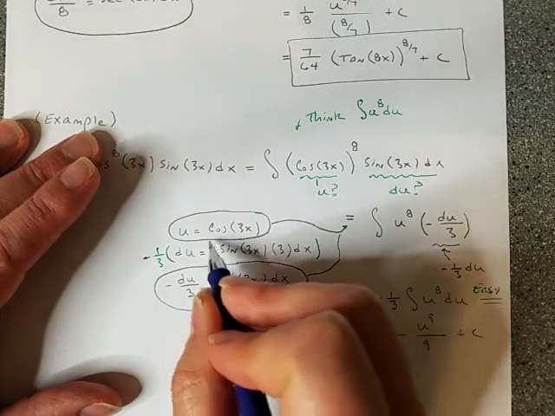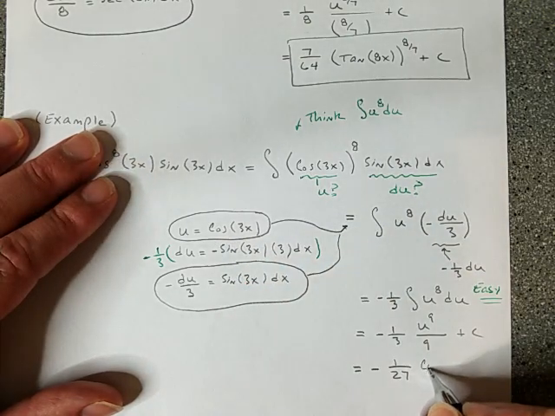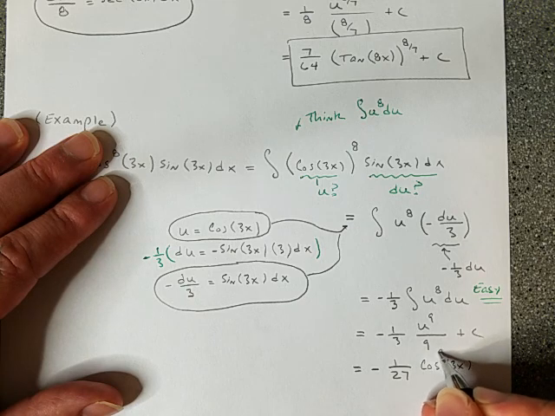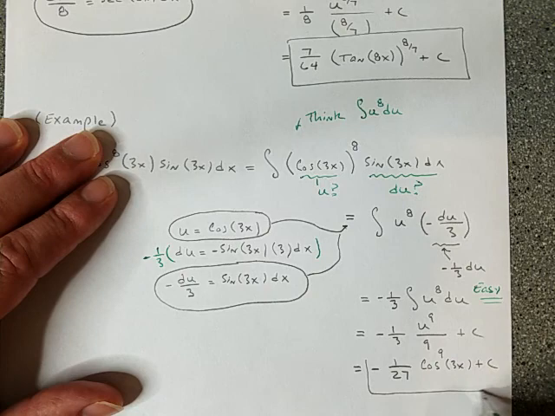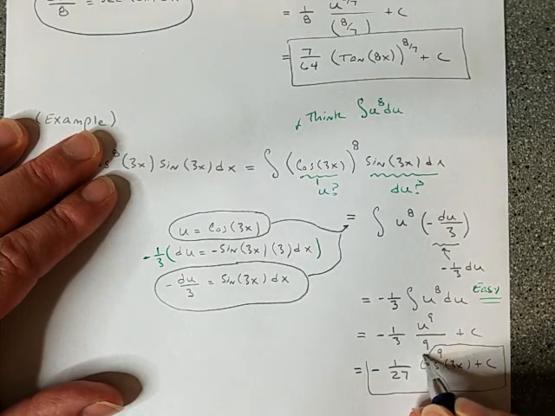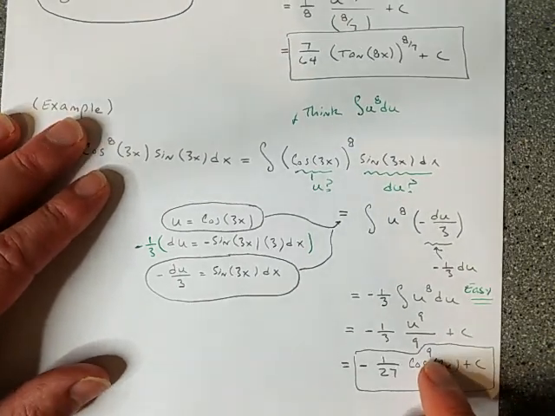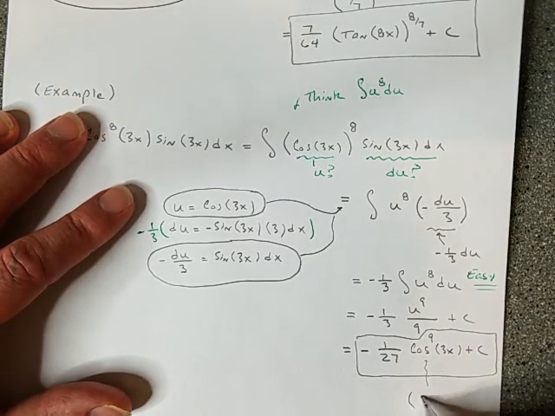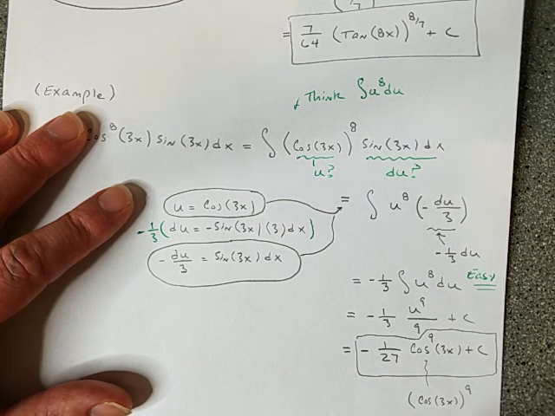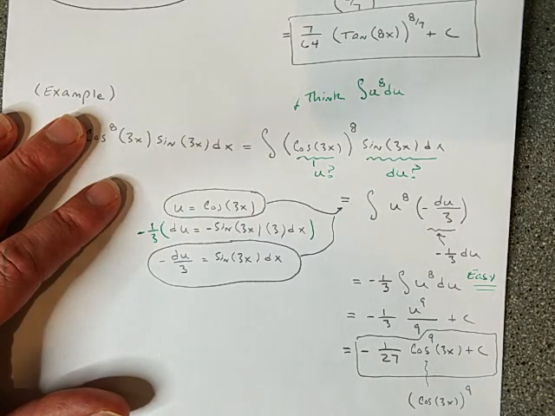U, okay, u is cosine 3x, so we'll say cosine 3x to the 9th power plus c. There you go. And when I write cosine to the 9th power 3x, of course, by that I mean cosine 3x to the 9th power. That's what it means when we write that exponent that way. But there you have it. Okay. All right.